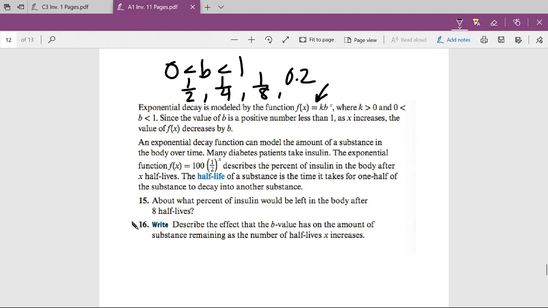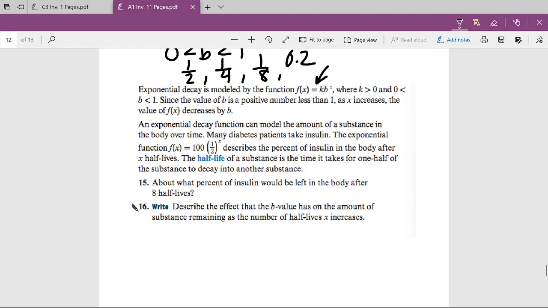So an exponential decay function can model the amount of a substance in the body over time. Many diabetes patients take insulin. The exponential function is 100 times 1/2 to the x. Describe the percent of insulin in the body after x half-lives. The half-life of a substance is the time it takes for half of the substance to decay. So, about what percent of insulin would be left in the body after 8 half-lives?